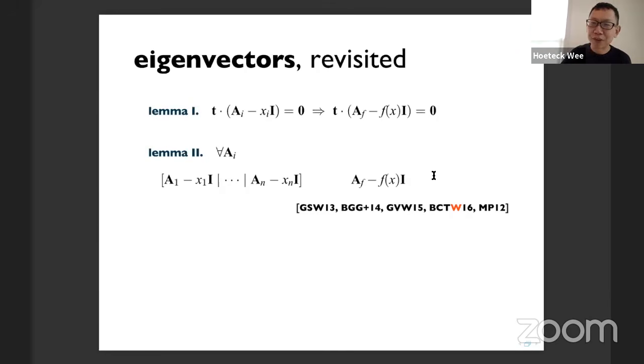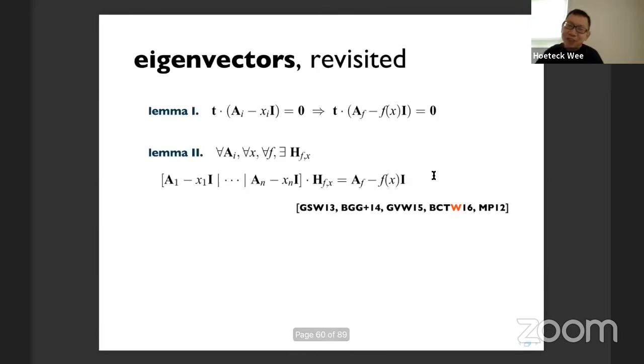So here's our new lemma 2. The new lemma 2 is going to say that given a bunch of matrices and any x, so x1 up to xn, and any function f, in fact any polynomial f, there exists some matrix H. This matrix H is going to depend on, by the way, that is the order of quantifiers, the A matrices, the x and the f, such that H multiplied by this stuff over here is equal to the right-hand side.